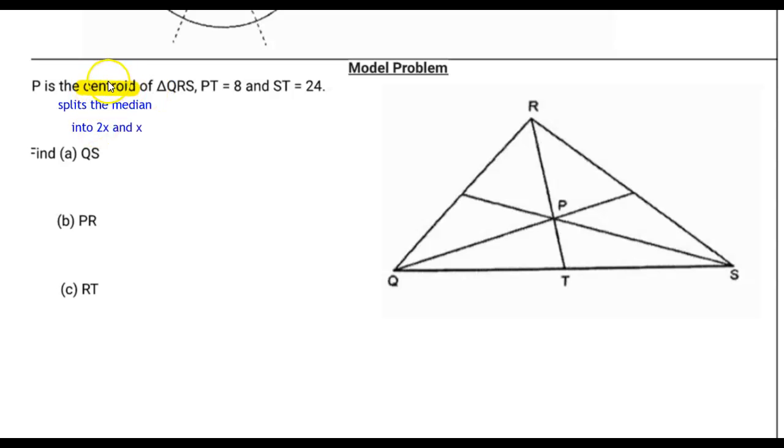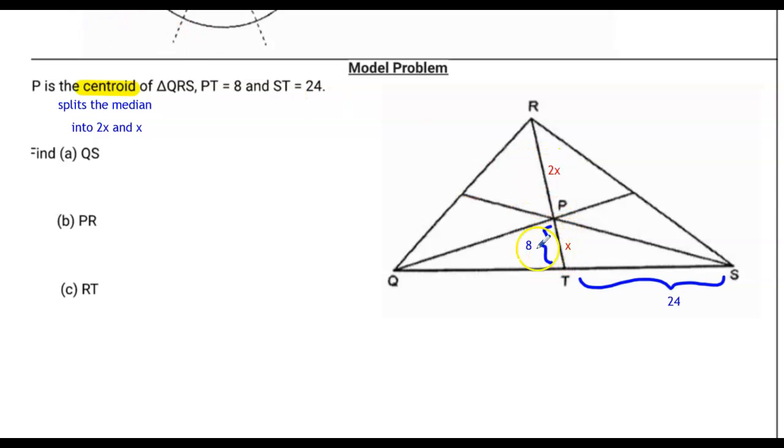All right, you should remember that a centroid splits the median into 2x and x. In other words, this point P splits every one of these medians into 2x, which is the part that's touching the vertex, and x, which is the part that's touching the opposite side. The other information that they give us in this problem is that PT is 8 and ST is 24. So now let's start thinking about what information we know. We know that this measurement is 8. We also know that P, the centroid, splits this median RT into a ratio of 2 to 1. In other words, this part is 2x and this part is x, as labeled here.